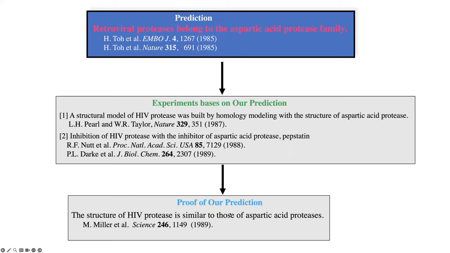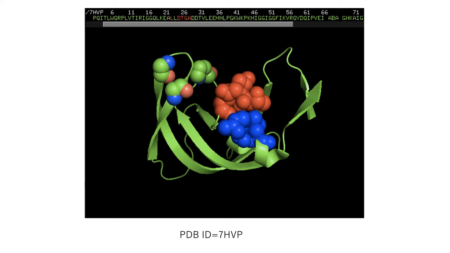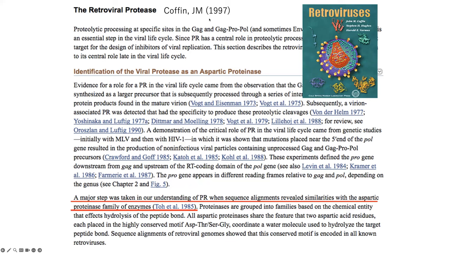Okay, let's try to see. This is a book named Retroviral Proteases, and it has a section about the viral proteases. Here is a history of the research of the retroviral proteases, and please see this part. A major step was taken in our understanding of proteases when sequence alignment revealed similarity with the aspartic protease family of enzymes. So this is my paper.